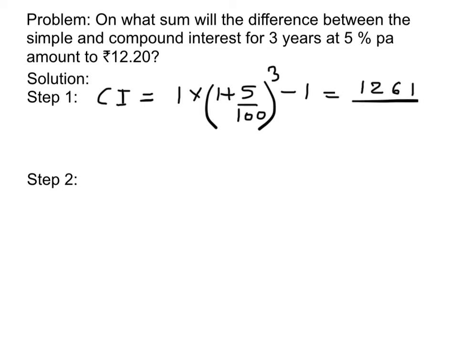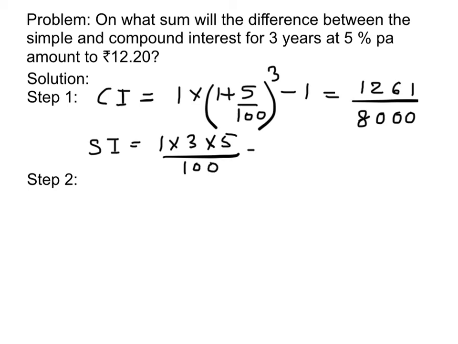1261 by 8000. Okay. The simple interest is PTR by 100. P, T is the time, R is 5 by 100, which is equal to 15 by 100. So we have got the compound interest and the simple interest.